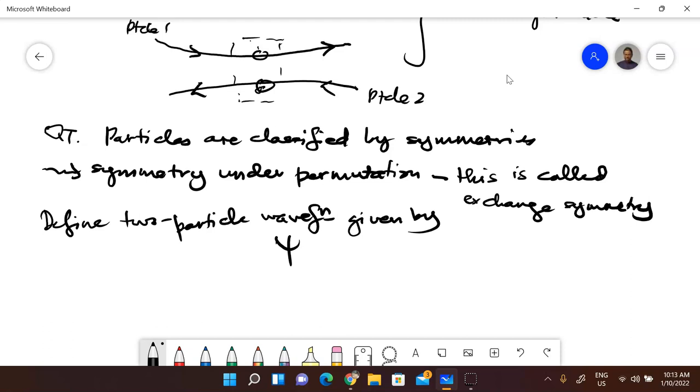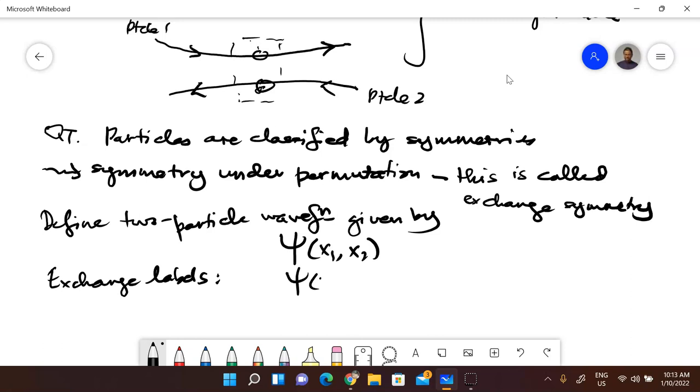psi x1, psi x, sorry, I do not want that. Just hang on a minute. So I would just have the wave function, and then there are parameters that give you the two locations of the two particles. Okay. So if you exchange labels, in this case the labels are given in terms of the location, then you have another wave function, which is again a two-particle wave function given by this.